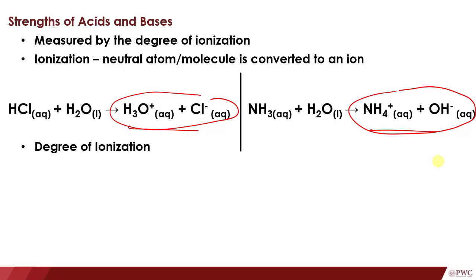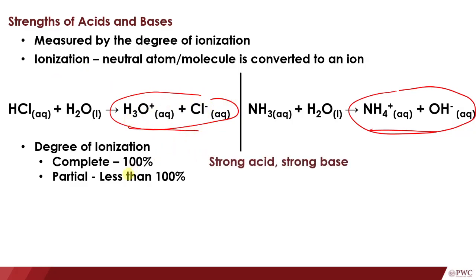In terms of the degree of ionization, we can describe it as either complete or partial. It's complete when there's 100% ionization, and partial when it's less than 100%. It's complete when all of the given amount of our acid or base has completely reacted with water to form our ions in this case.